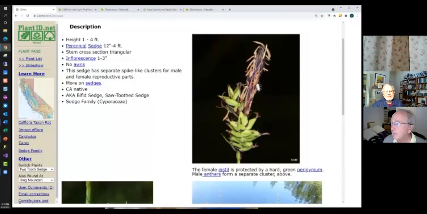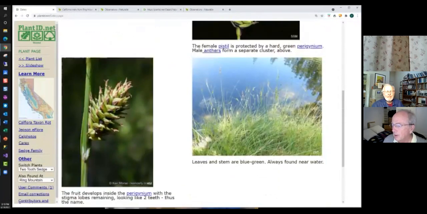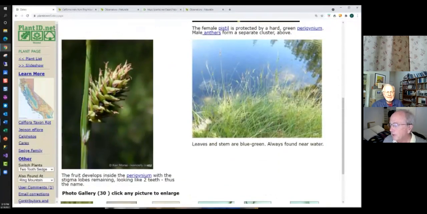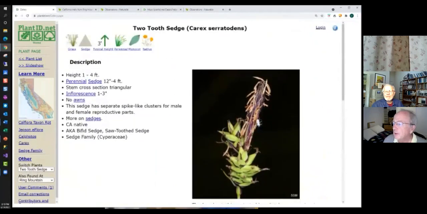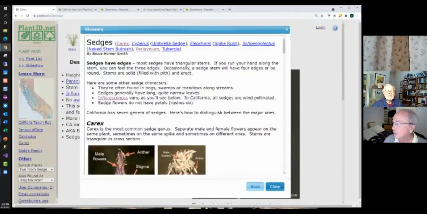So reading on about the two-tooth sedge, the fruit develops inside the perigynium with the stigma lobes remaining, looking like two teeth, thus the name. Leaves and stems are blue-green, always found near water. Here's another link I'd like to take you on, more about sedges. So we're down to the individual plant. Let's back up a little bit and look at the genus for sedges.